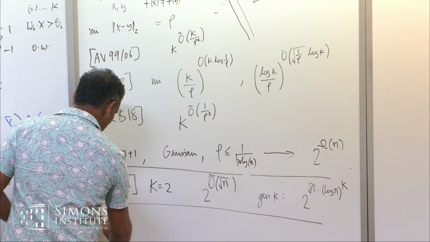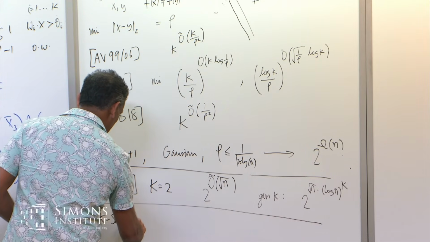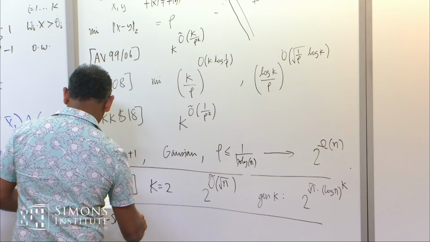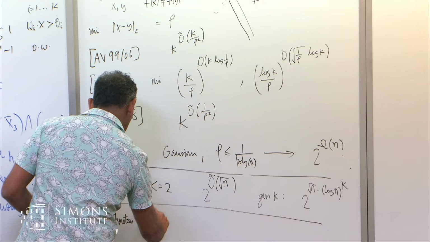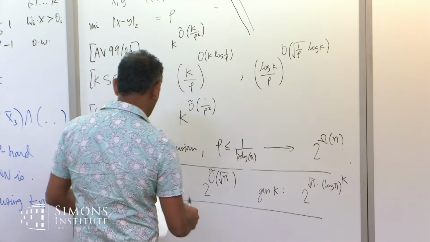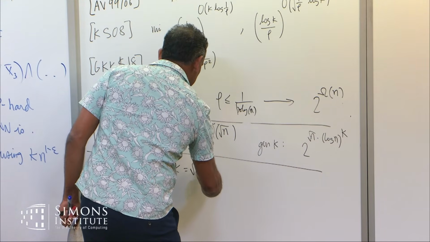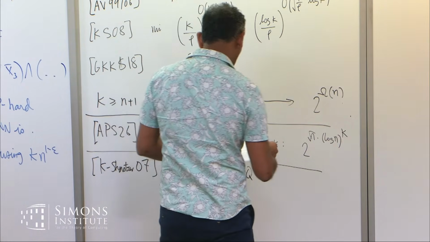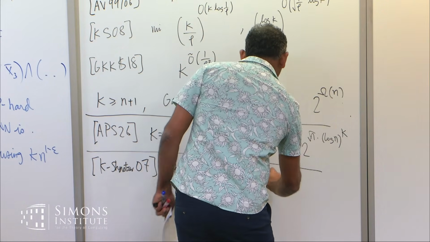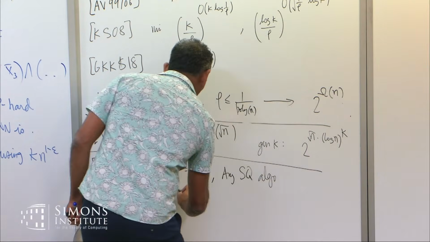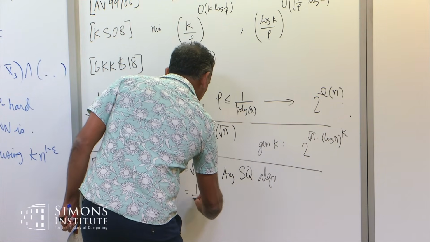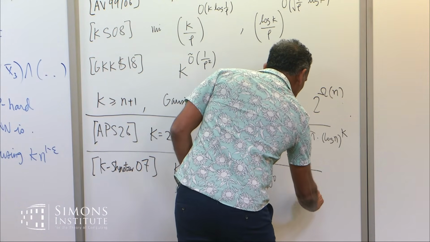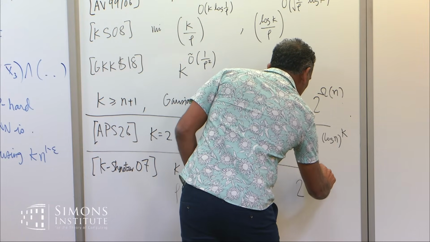And there's a result by Klivans and Sherstov from '07. Now it says that for k equal to root n planes and rho 1 over poly n, any statistical query algorithm has complexity 2 to the omega root n.